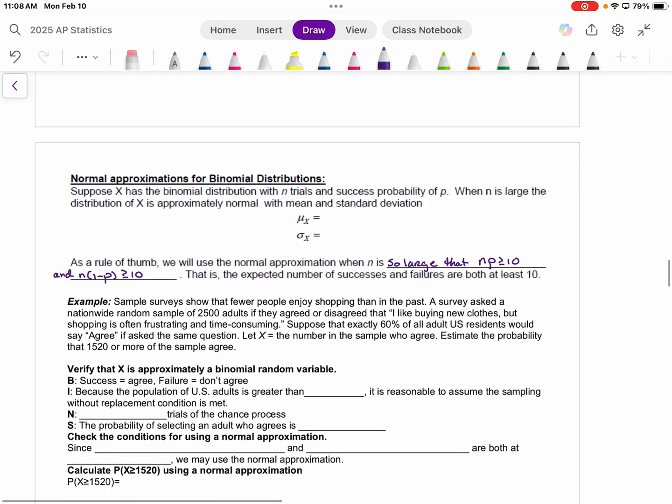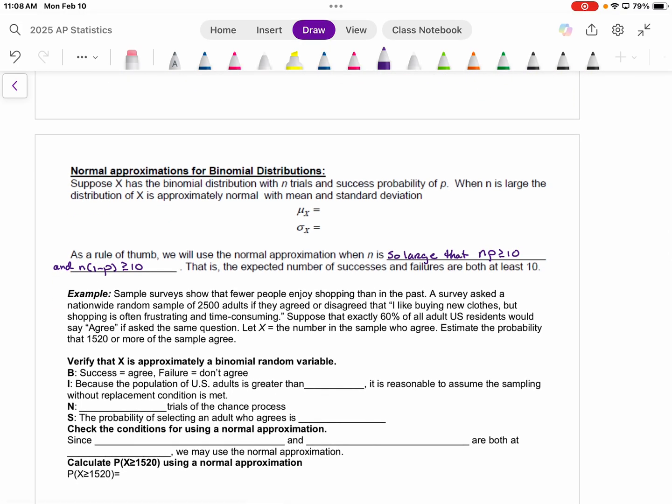Normal approximation for a binomial distribution. Suppose X has a binomial distribution with n trials and probability of success p. When n is large, the distribution of X is approximately normal with a given mean and standard deviation. So with that in mind, to find the mean we can do np, and then the standard deviation is the square root of np times 1 minus p, which means we need to use this in the normal CDF calculator.